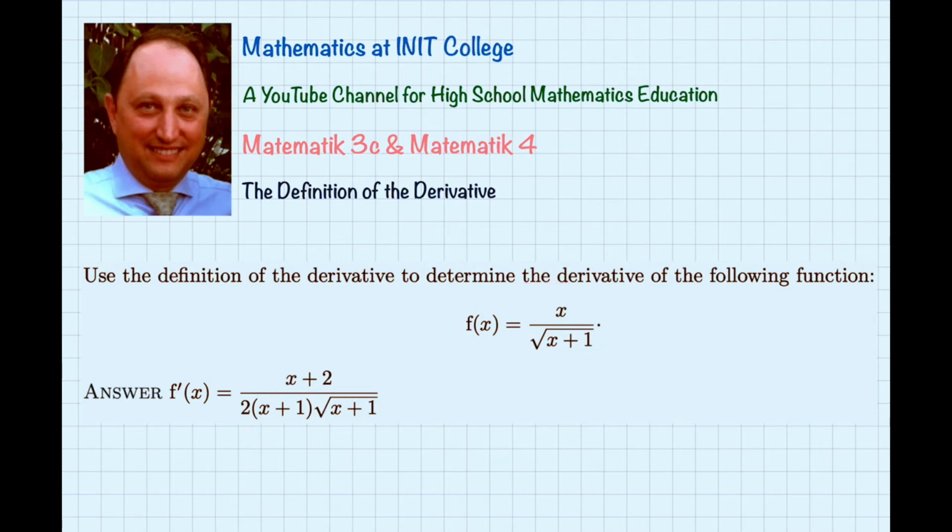I recommend you to pause the video at this point and try to solve the problem yourself. If you do everything correctly, the final simplified answer that you get would be f prime of x equals x plus 2 over 2 times x plus 1 times square root of x plus 1.